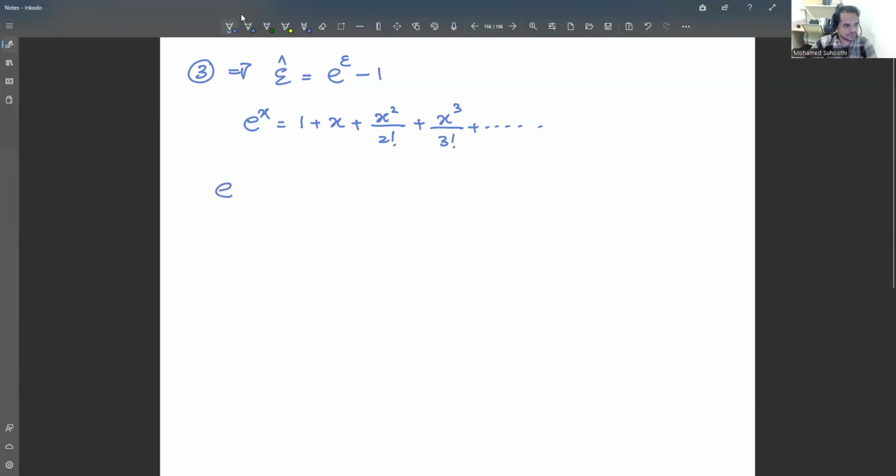So therefore, if you write e to the epsilon minus 1, that means the nominal strain in terms of the true strain, you can write like this, right? E to the x minus 1, therefore this minus 1 you can take to the other side. So here you will get this one, right? Epsilon, epsilon squared over 2 factorial, epsilon cubed over 3 factorial. So like that it will go, right? Then finally, if you consider the nth term, epsilon to the n over n factorial. So like that it goes.